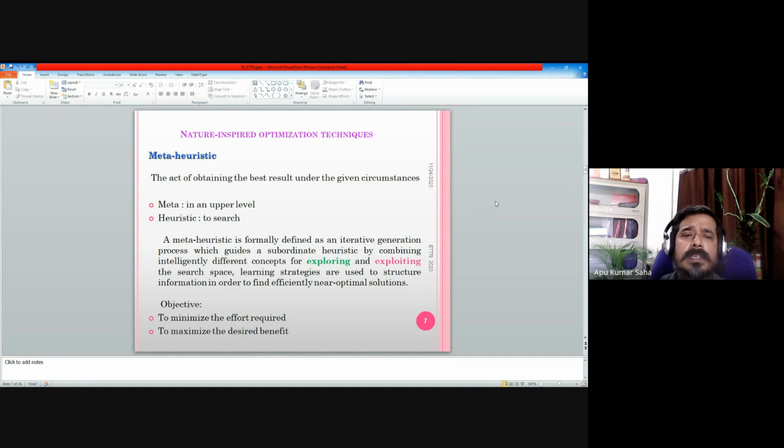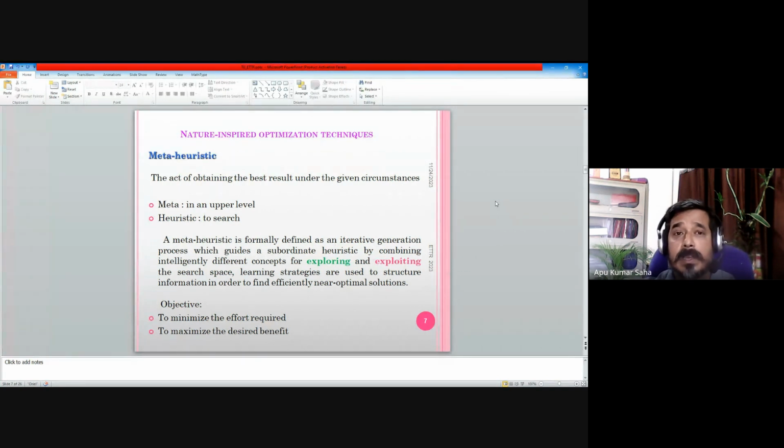So now we'll see what this algorithm is: nature-inspired metaheuristic algorithm, sometimes called nature-inspired optimization algorithm. Sometimes we call them metaheuristic. So what is metaheuristic? Meta means an upper level, and heuristic is to search. So we are searching by an upper-level technique. First of all, a metaheuristic is formally defined as an iterative generation process. Sometimes we can go for 10,000 iterations, and in some methods we go for 500 iterations, based on the complexity of those algorithms or the time they take to execute.